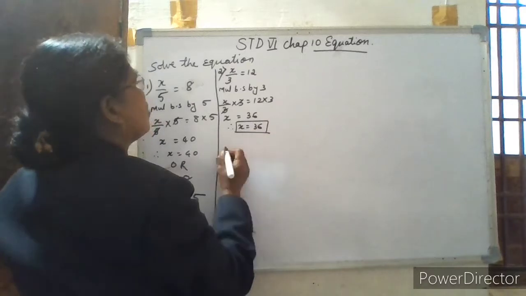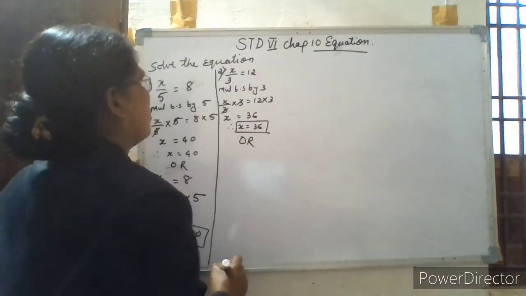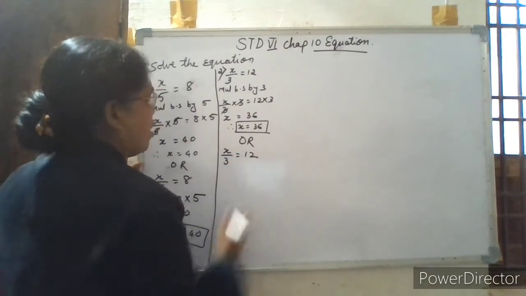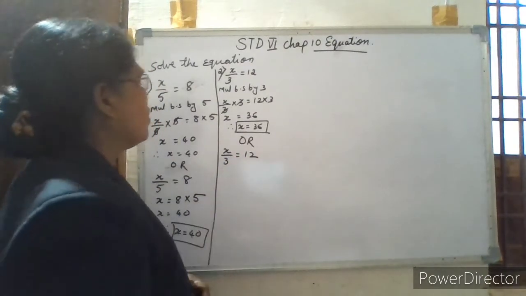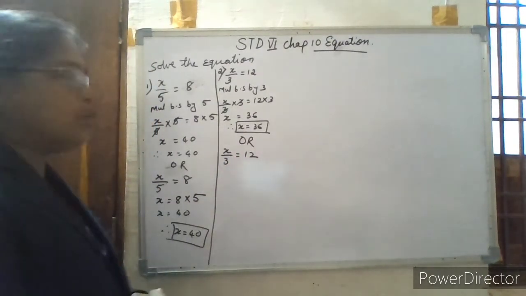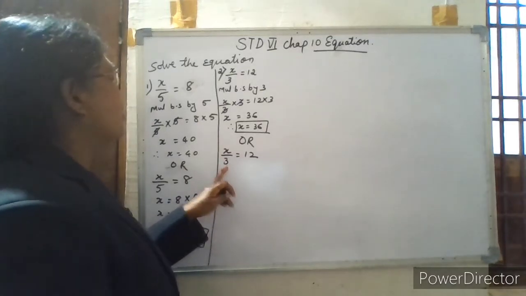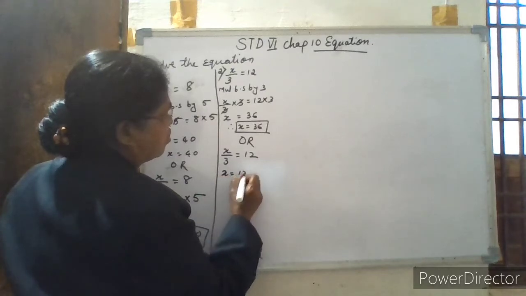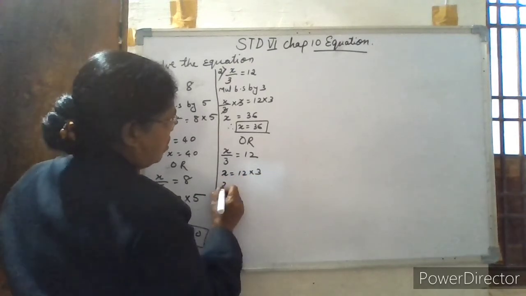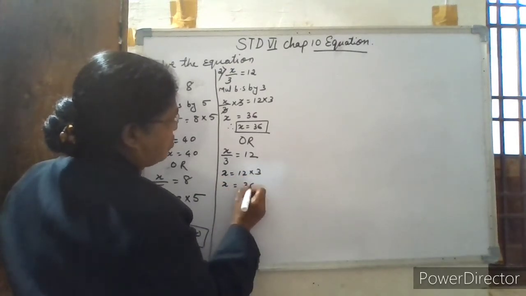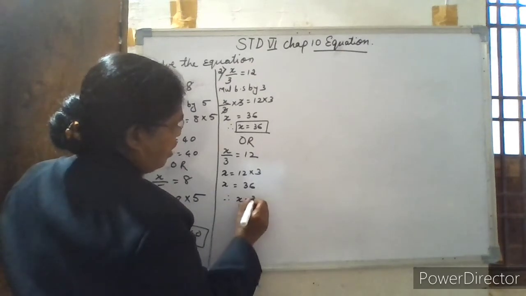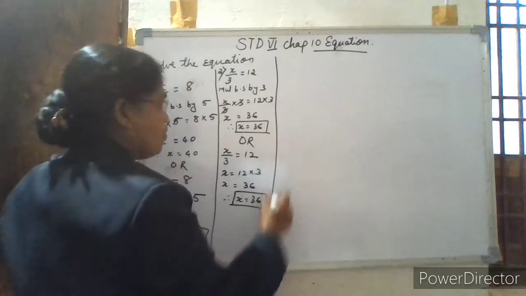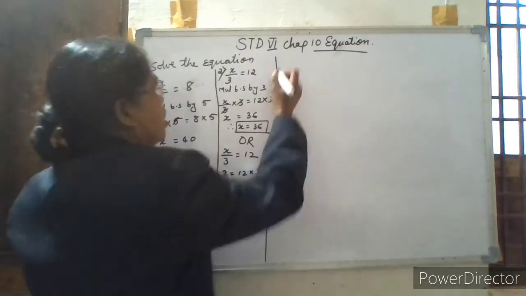Or, x by 3 is equal to 12. Transfer this 3 to the other side, it gets multiplied, because x by 3 means it is divided. So therefore x is equal to 12 multiplied by 3. So x is equal to 12 threes are 36. Therefore x is equal to 36. This is the solution. Now we go with another example as third one.